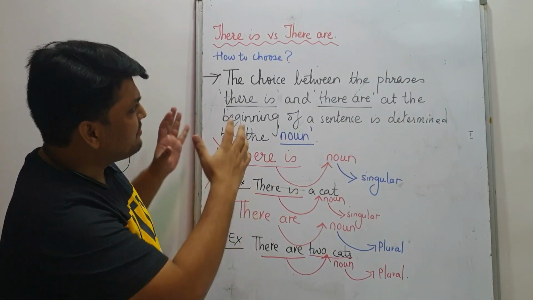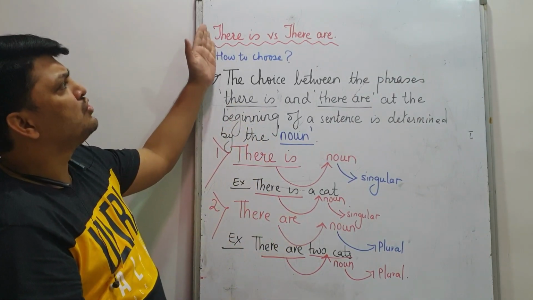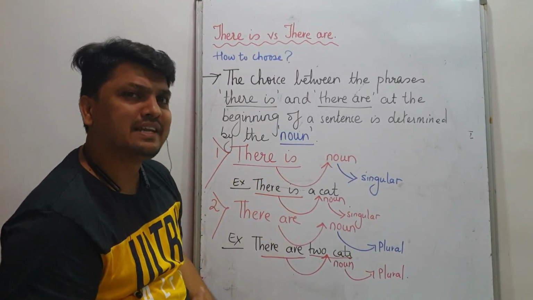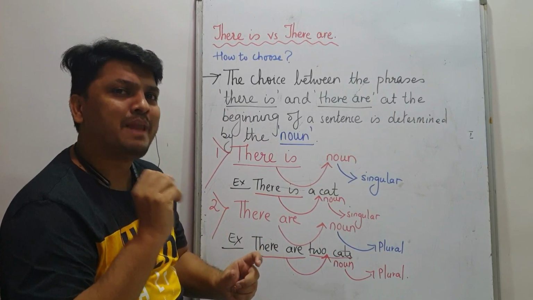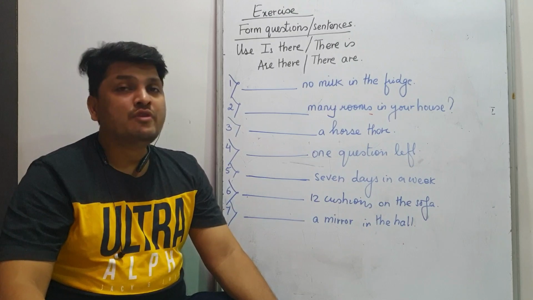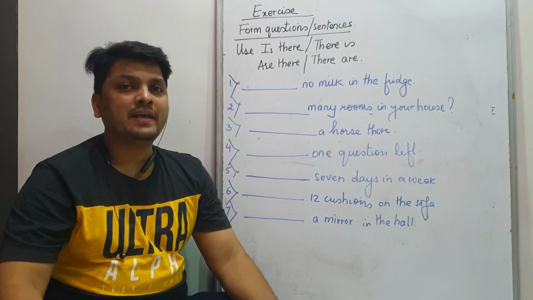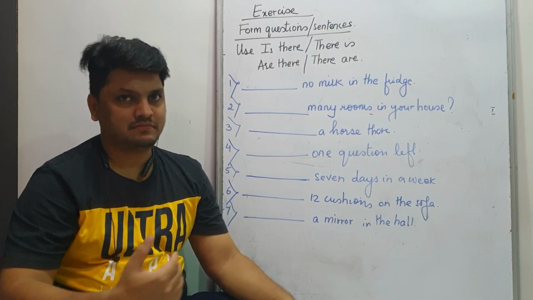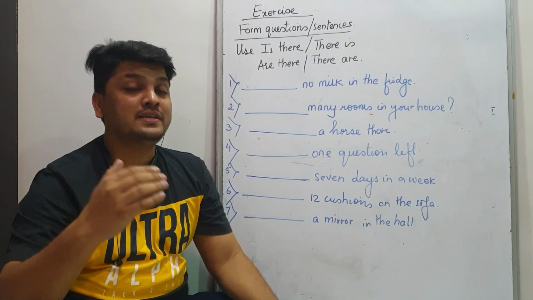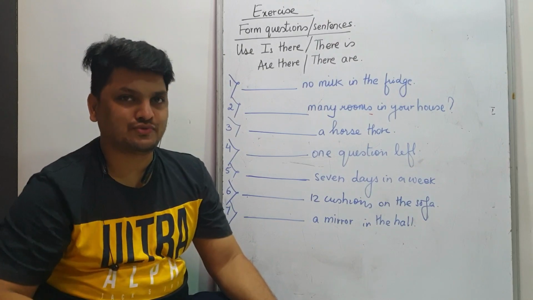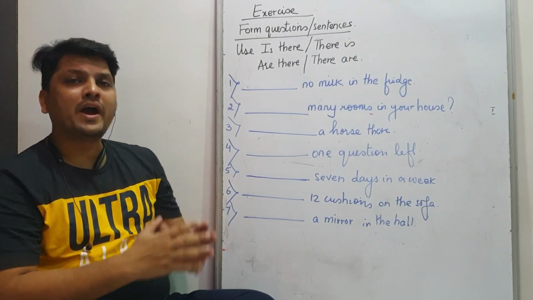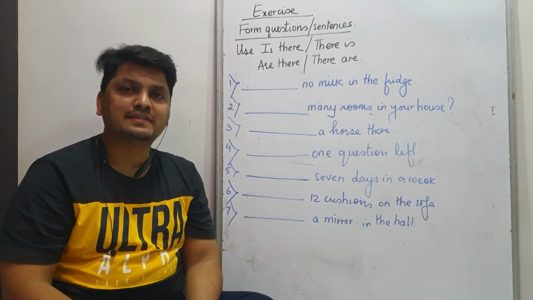Now students, I have given you the description of how to choose between there is versus there are. Now let's solve 5 sentences and see what comes in the blank, is or are. Okay, now students, we will do an exercise based on what we have learned. There is versus there are, how to choose. You can see here on the whiteboard I have written 7 sentences.